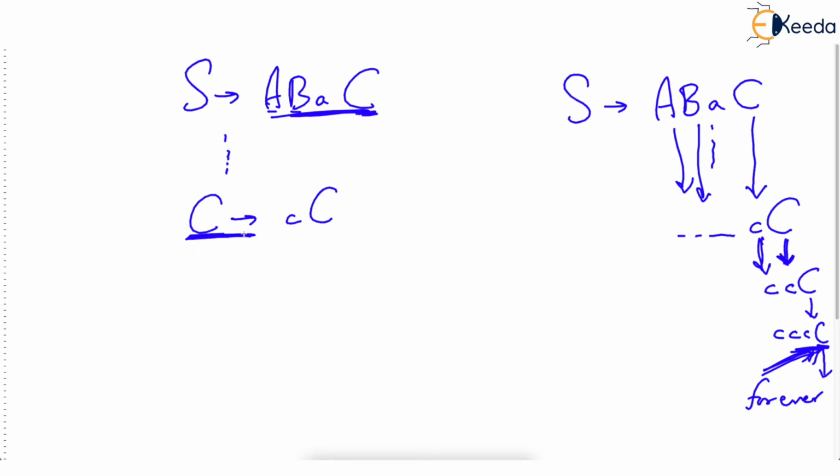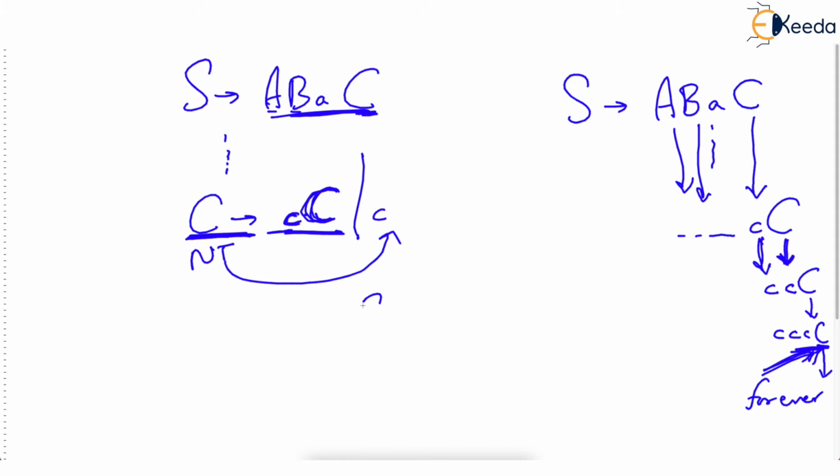Capital C is such a non-terminal which is not deriving any terminal string, because it repeatedly gives small c followed by capital C, and this capital C again gives small c followed by capital C. Again the same thing goes on. What if this was C gives small c C, or let's say small c? Now C derives some terminal string.